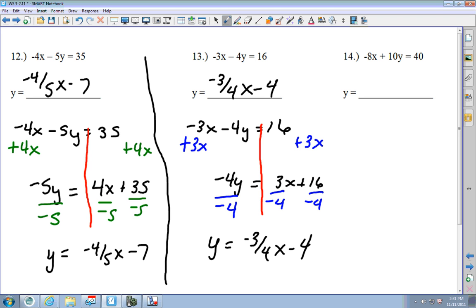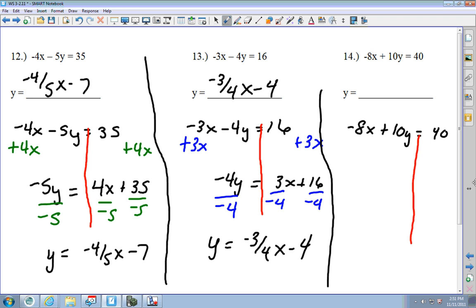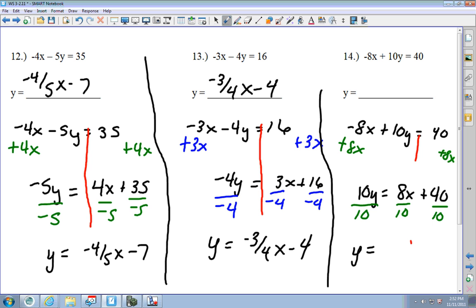The last one on this one is negative 8x plus 10y equals 40. You're going to add 8x to each side. I may have to move that line over just a little bit. I'm going to get 10y equals 8x plus 40. I'm going to divide by 10. I get y equals, this reduces by 2, so I get 4/5 x plus 4.